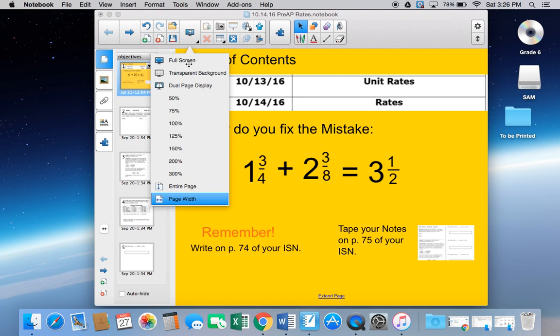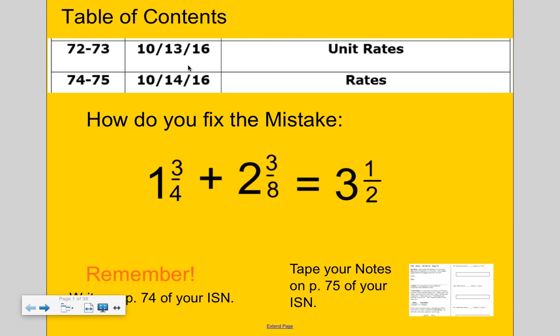This lesson will be over rates. So let's look at this number routine. How do you fix this mistake?